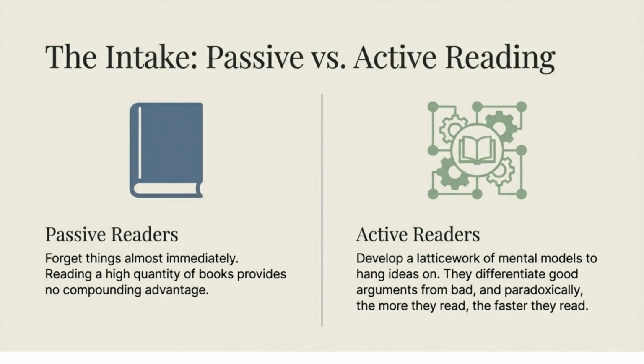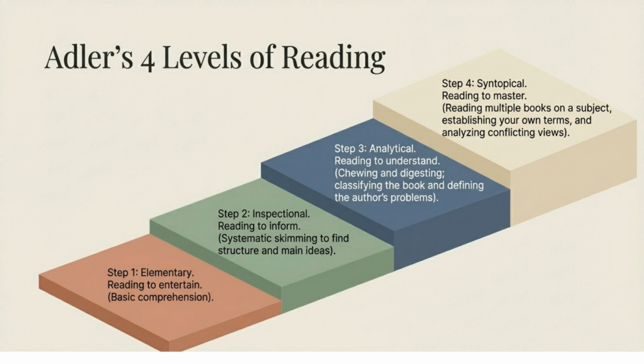Let's look at the intake: passive versus active reading. Passive readers forget immediately and gain no compounding advantage. Active readers develop mental models and differentiate arguments, making them faster readers over time. Adler's 4 levels of reading provide a framework for active learning. Start with elementary, basic comprehension, move to inspectional, skimming for structure, then analytical, understanding and defining problems, and finally syntopical, reading multiple books to master a subject.